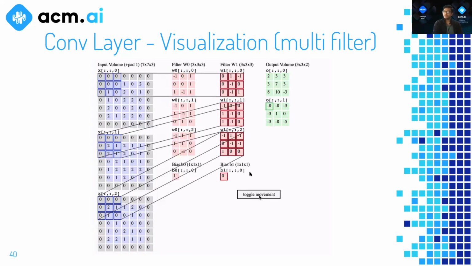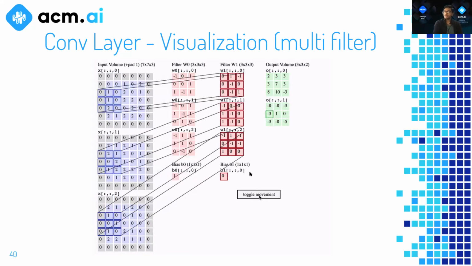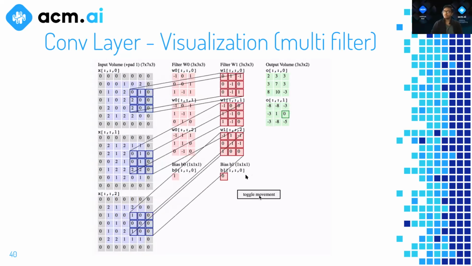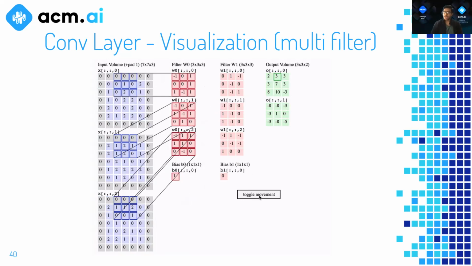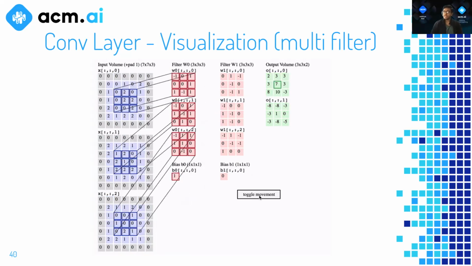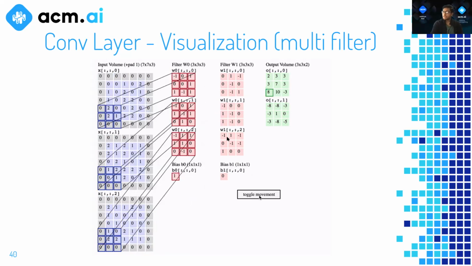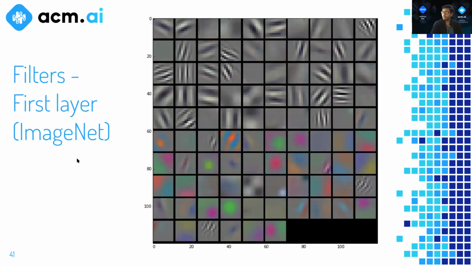It tries to pick up on features by doing this simple element-wise multiplication to understand what sort of features and patterns the input volume contains, the input images essentially. All right, and then we'll just take a look at Imagenet. So Imagenet is a massive database of everyday images. And this picture essentially shows the filters in the first layer of a CNN that is trained with Imagenet.